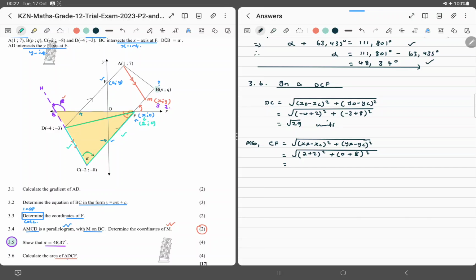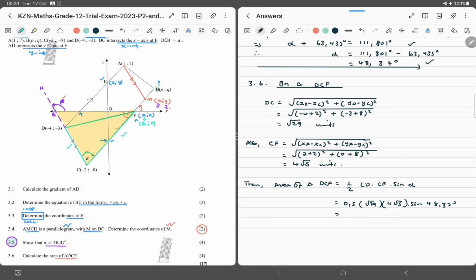So let's quickly do it. The square root of 2 plus 2 squared plus 8 squared basically. So this is 4 root 5 units. Now once that is sorted, we can say then the area of triangle DCF is going to be half. We're going to use the area rule, CD times CF times the sine of alpha, which is the included angle. So this is 0.5 into CD, which is square root of 29, into CF, which is 4 root 5, times the sine of 48.37 degrees. So we just sort it out.